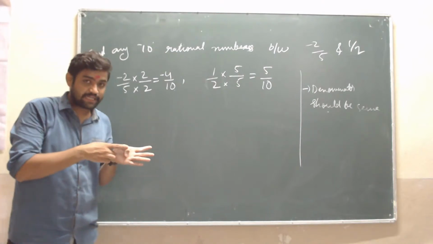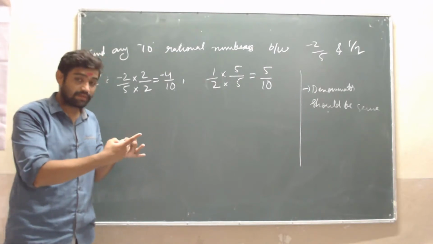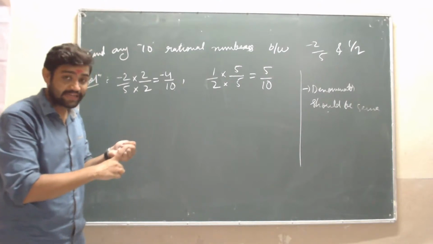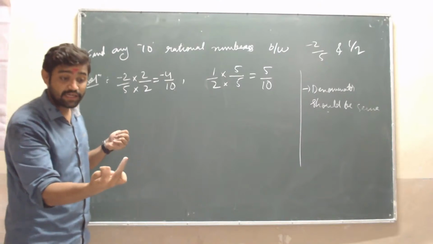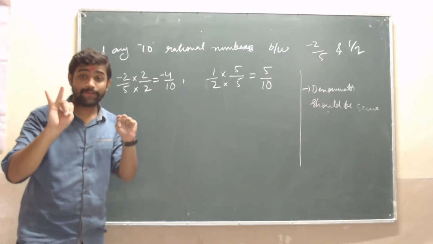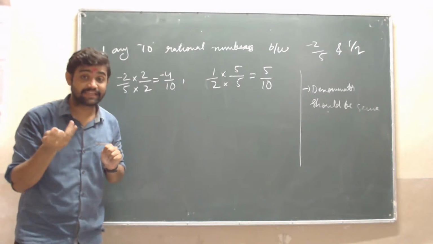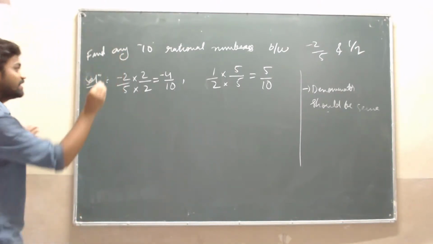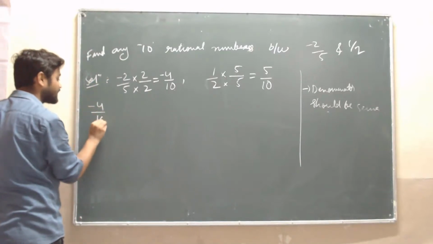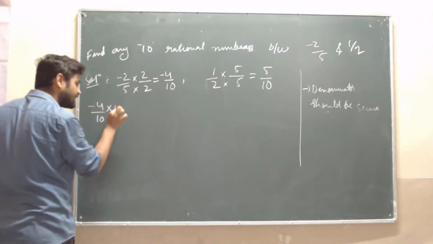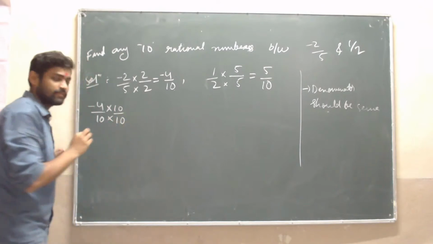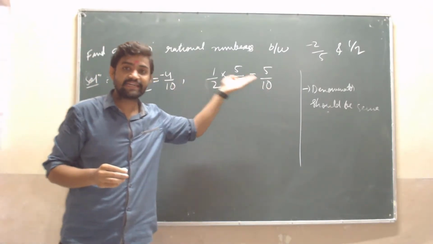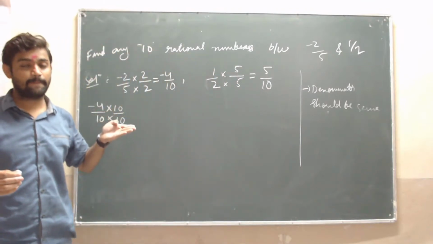That is minus 3 by 10, minus 2 by 10, minus 1 by 10, 0 by 10, and 1 by 10, 2 by 10, 3 by 10, and 4 by 10. So that's why we have to do this: minus 4 by 10 is multiplied and divided by 10, because between minus 4 by 10 and 5 by 10 we will not get 10 rational numbers.